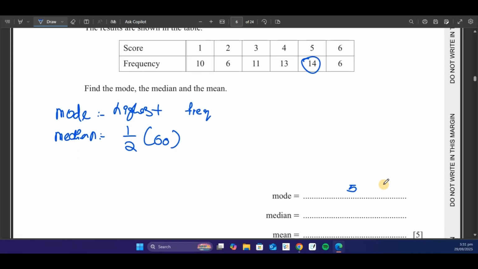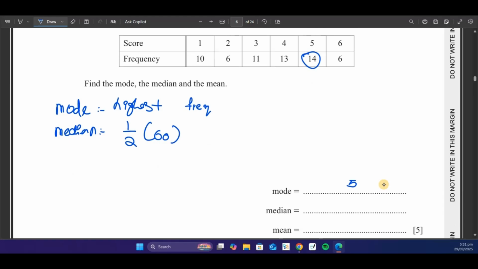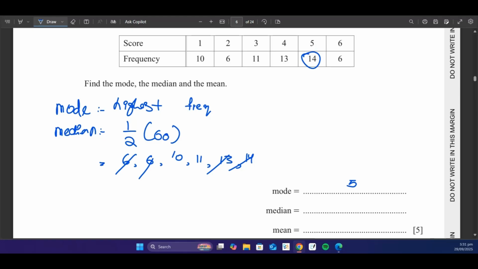Alright, so what we could basically say is we could rearrange them in ascending order. So 6, 6, 10, 11, 13 and 14. And 10 plus 11 divided by 2 would be 10.5. That would basically mean that 4 is our median.